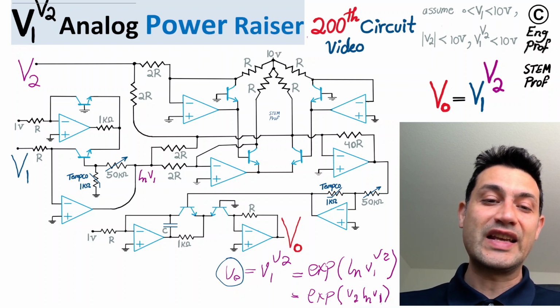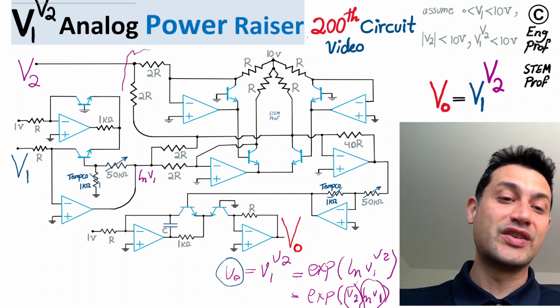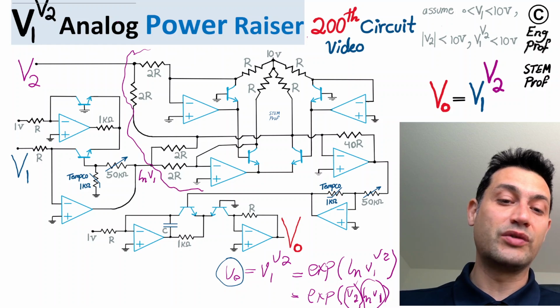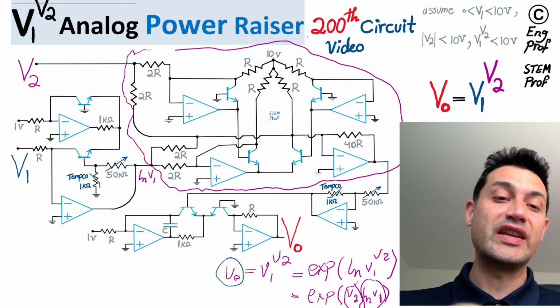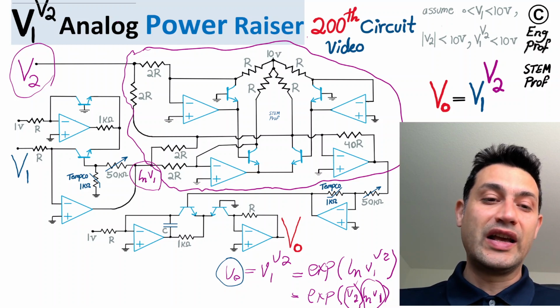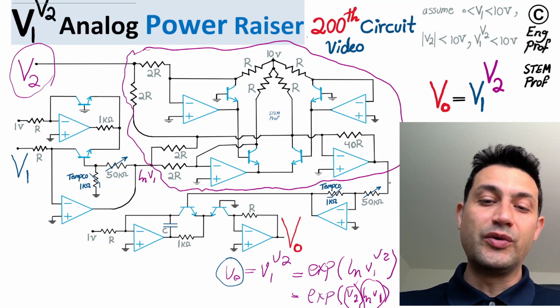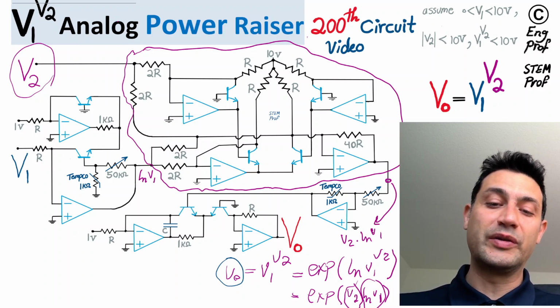Now, the second subcircuit is multiplying V2 by ln V1. I'm going to show you that it is actually this subcircuit here, which is basically a four quadrant analog multiplier. And this one is taking care of receiving V2 as one input and receiving ln V1 as another input, and then multiplying both of them. And here at the very output, it's going to report for us V2 times ln V1, basically the analog multiplication of the two inputs.